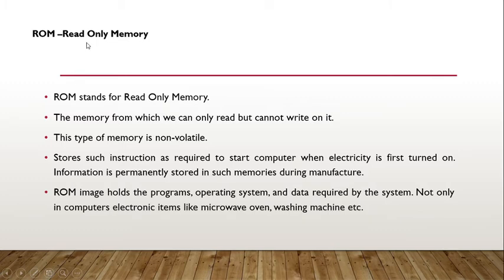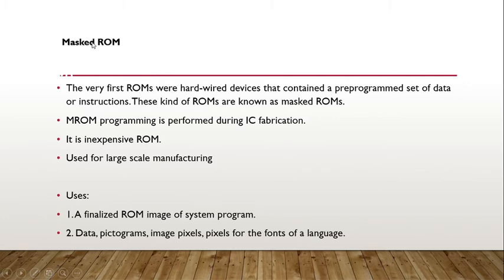So read-only memory is used for such kinds of applications, in specific electronic items like microwave oven, washing machine, etc. It holds data which is permanently required by the system, and it's a type of non-volatile memory. We will now see the different classifications of read-only memory.